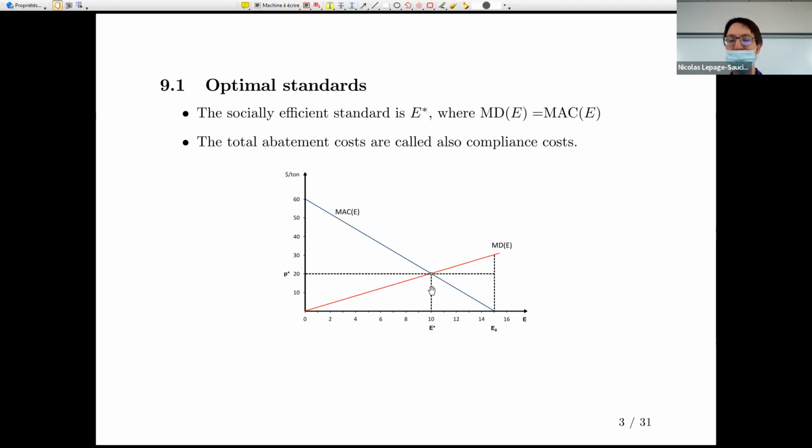They might try to emit even less if they have some other things in mind, but usually they are going to stop at 10. The total abatement costs are also called the compliance costs, because it's just complying to the standard. So in this case, what are they? Take out your calculator, compute it.